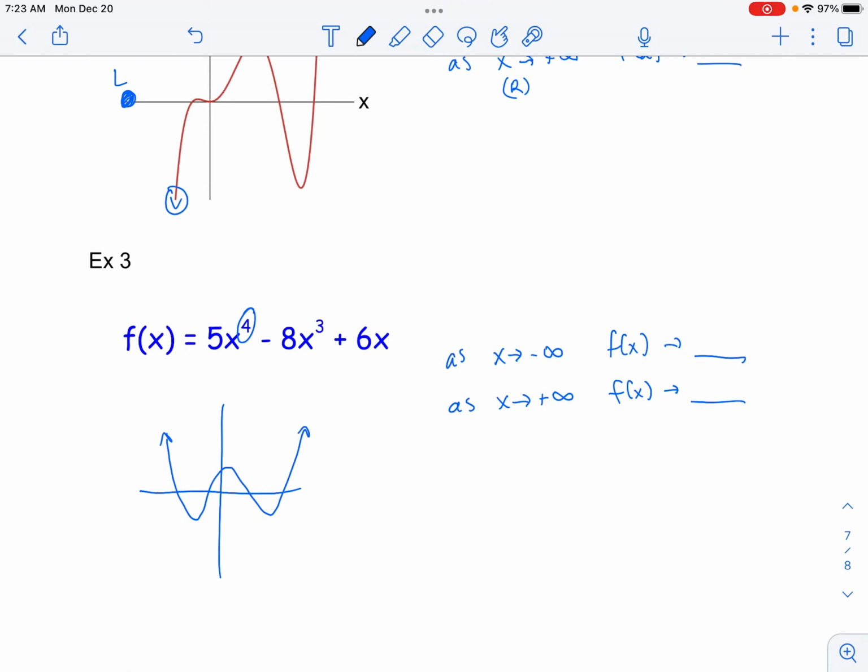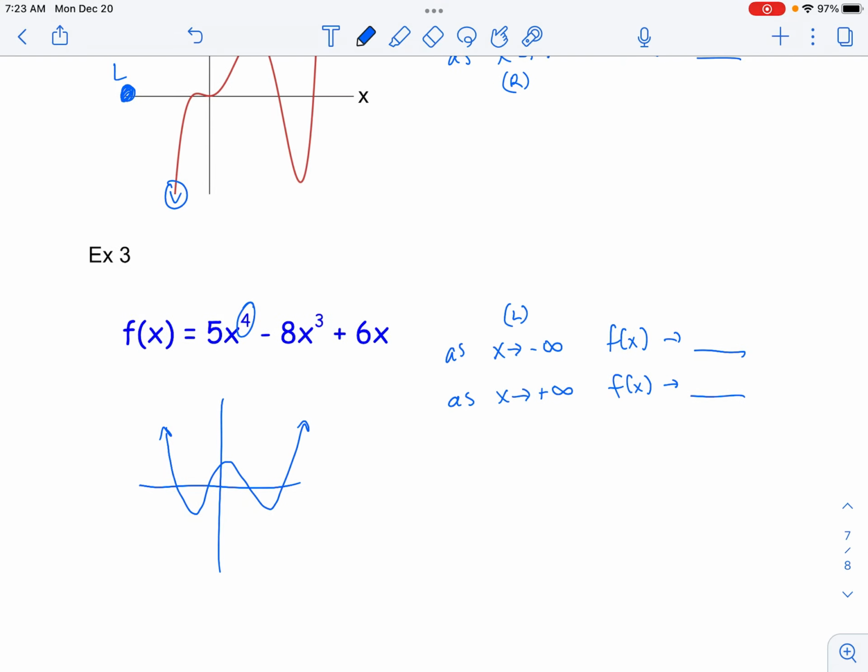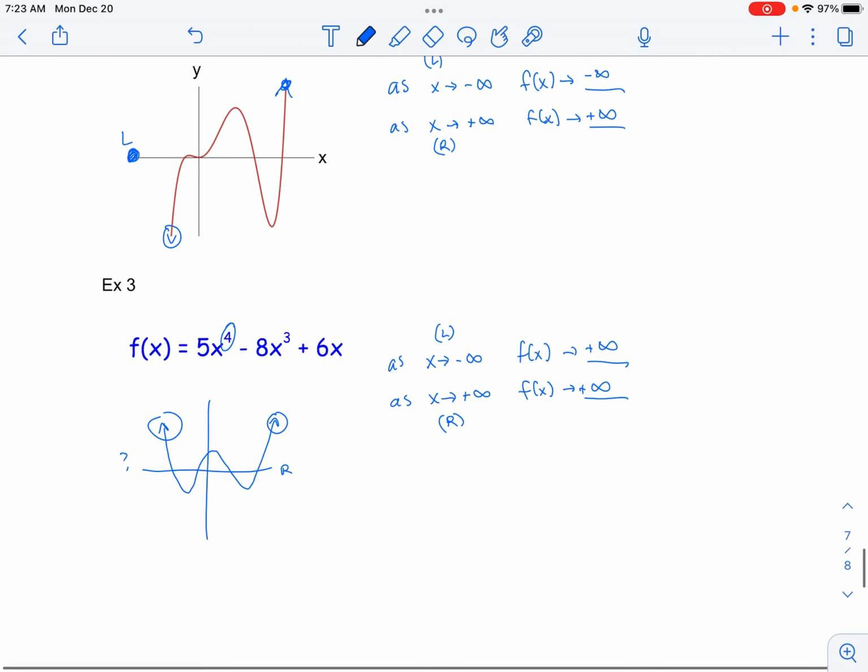So this, as x approaches negative infinity, is really saying what's happening on the left of the graph. So what's happening over here? It's pointing up. That means we're going to positive infinity. As x is going larger, so x is going to the right, that means we're looking at the right. It's also pointing up, so the end behavior is also going to positive infinity.